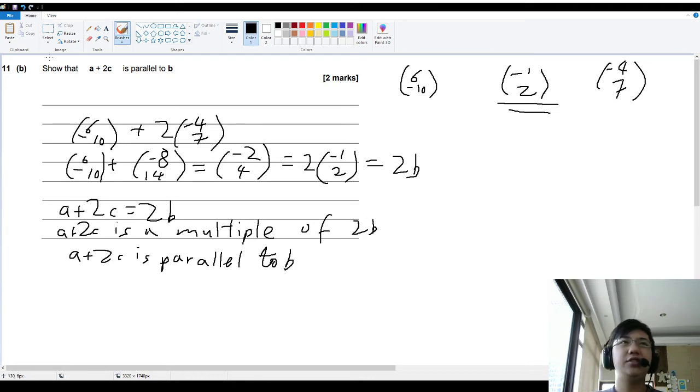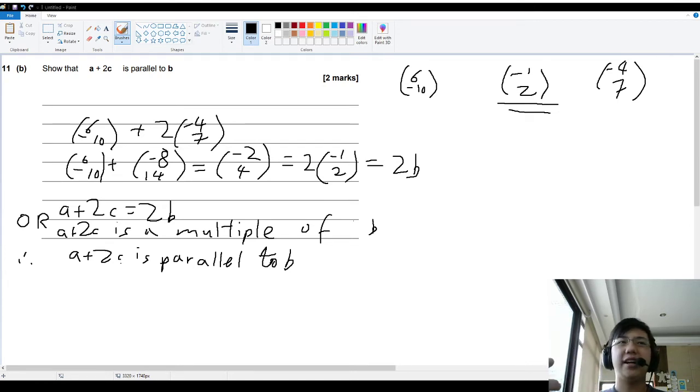Actually, A plus 2C is a multiple of just B, not 2B. So we can write that A plus 2C equals 2B, or A plus 2C is a multiple of B. Therefore, actually just write three dots. Therefore, A plus 2C is parallel to B.